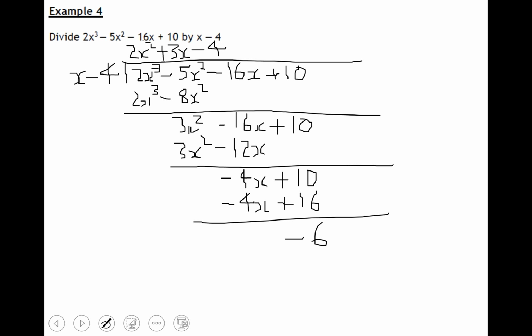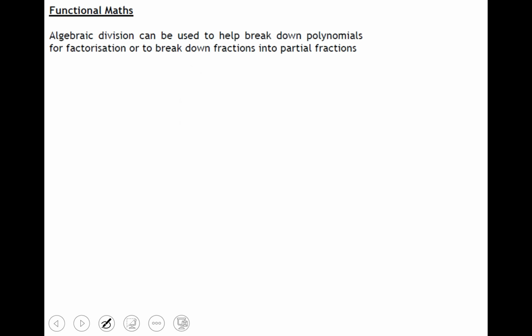And this concludes that presentation. Oh, well, one last point of course. The point of algebraic division is to help break down polynomials for factorisation, or to break down fractions into partial fractions. Partial fractions is a topic that you'd only see in A2 Maths and C4.